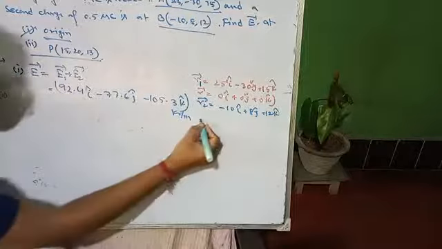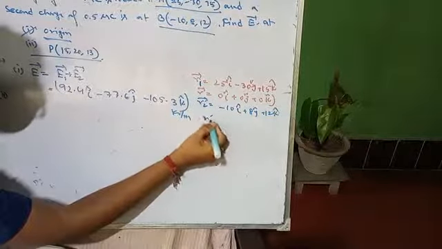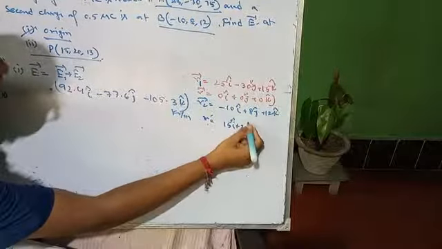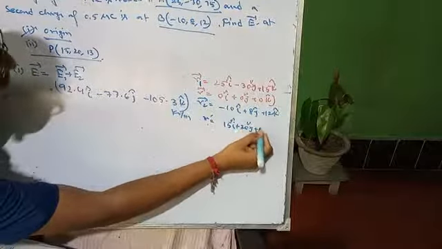So now I will move into R dash. R dash will be equal to 15 i cap plus 20 j cap plus 13 k cap, right? So similarly you have to find E dash equals E1 dash plus E2 dash, right? So due to this, E1 dash means what?